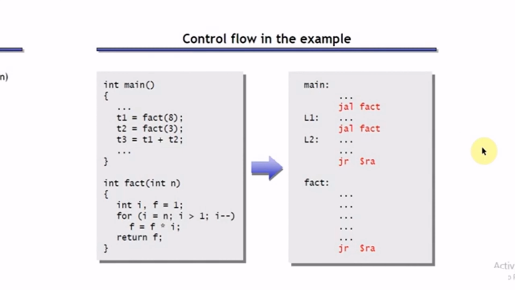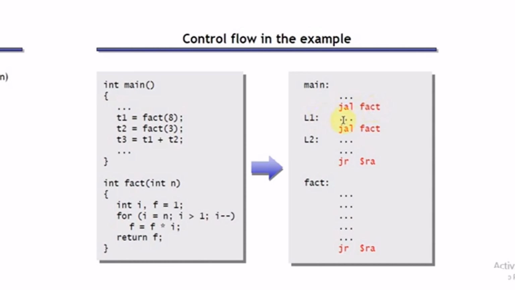This is the main function and this is the factorial function. Here we call factorial, pass some parameter like 8 to the factorial function, and store the result somewhere. For now we only focus on how we can call this function. In the next part, I will show you how you can pass these parameters and the return value to the caller program. But for now, jump and link.